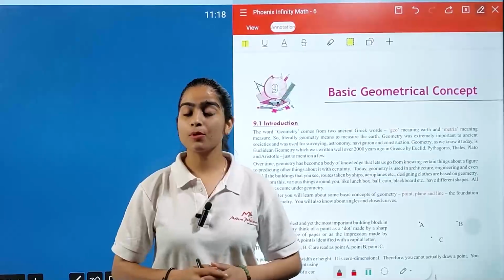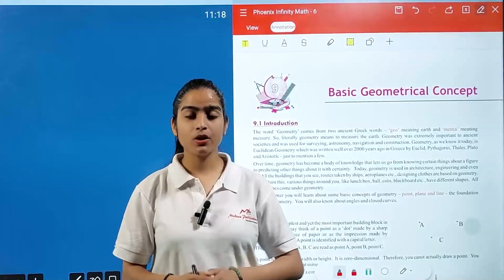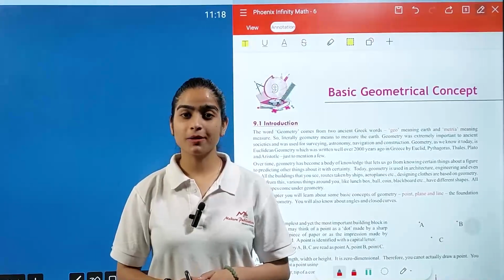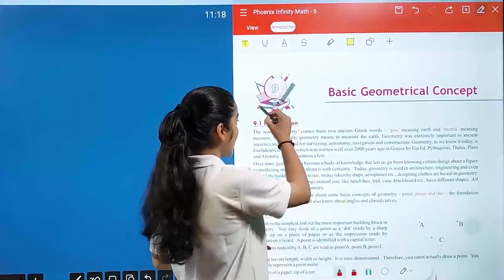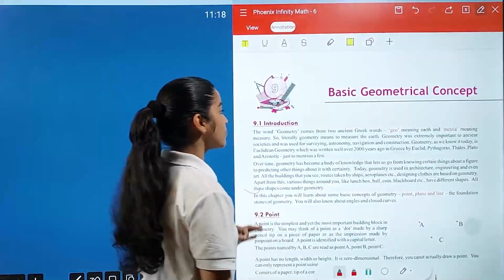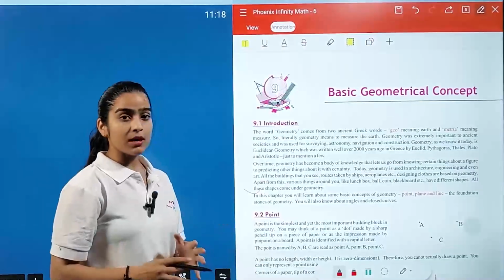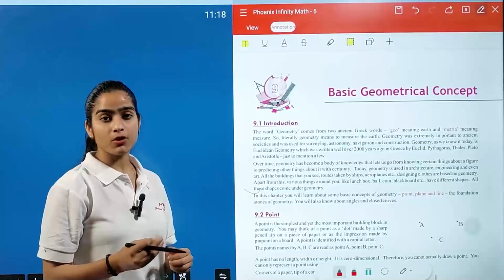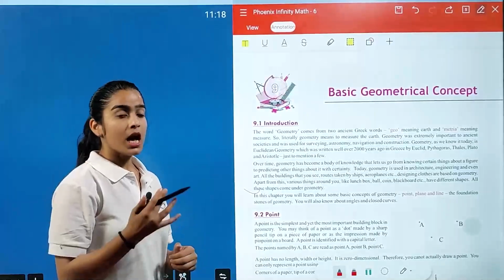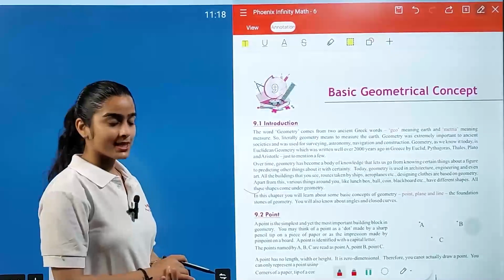So students, I'm your mathematics educator again, here with a new chapter and a new concept. Today we have chapter number 9, which is basic geometrical concepts. In this chapter we are going to deal with the basic concepts we have to use while we study geometry. So let's get started.